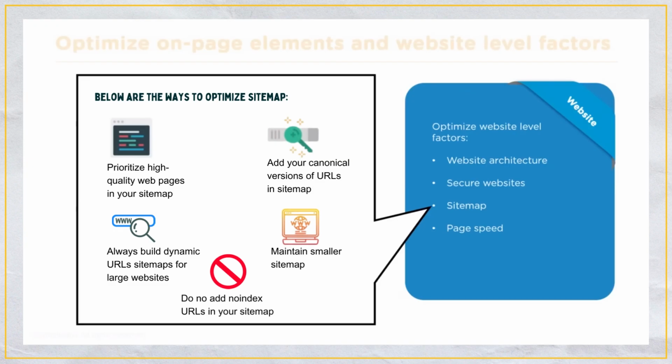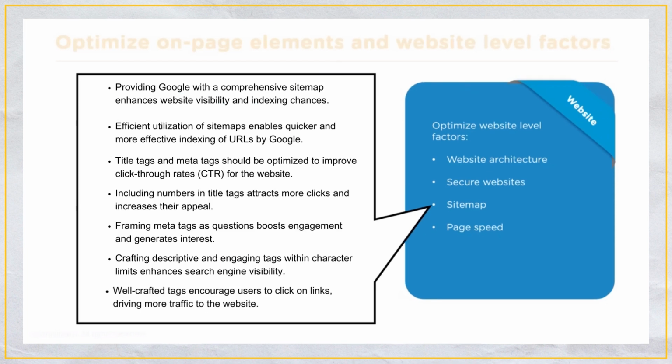When creating a sitemap, it is important to include all desired URLs while excluding any non-indexed URLs. By providing Google with a comprehensive sitemap, specifying the frequency of modifications and indicating the importance of each URL, you increase your website's visibility and improve the chances of getting indexed. By efficiently utilizing sitemaps for SEO, you enable Google to index your URLs more quickly and effectively.